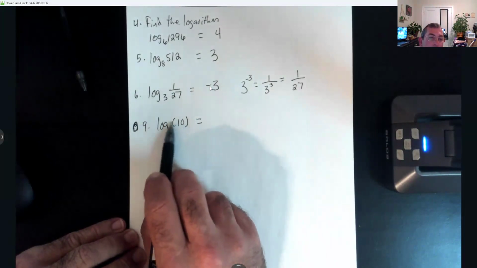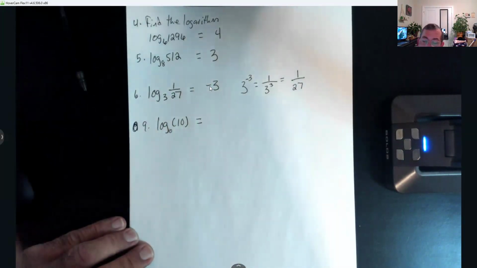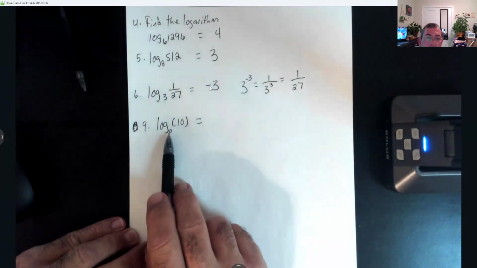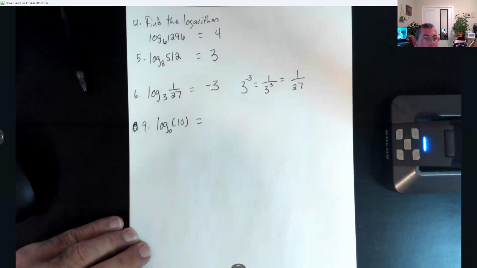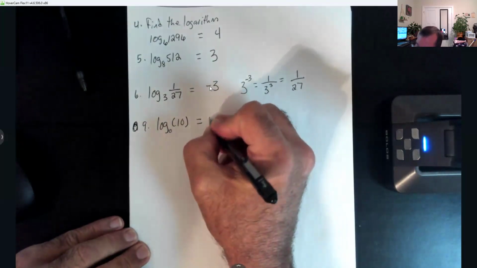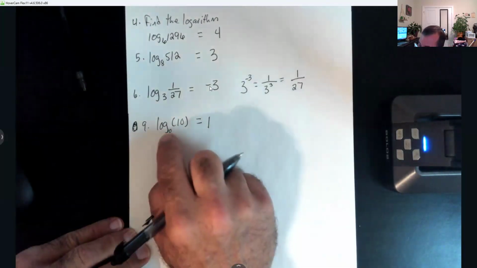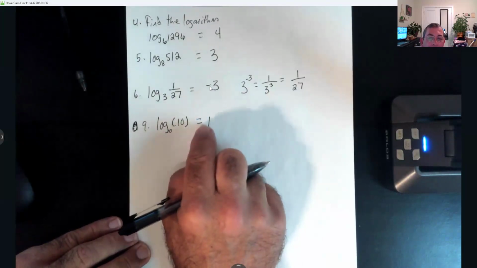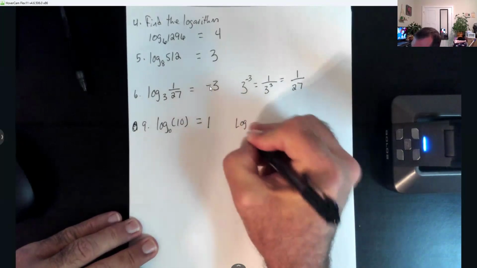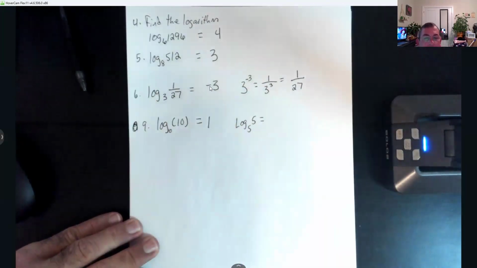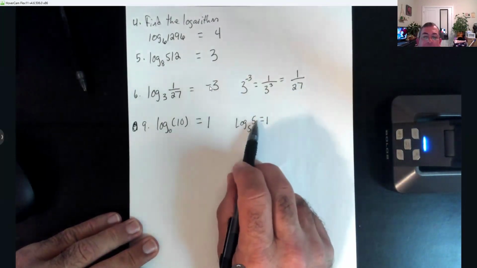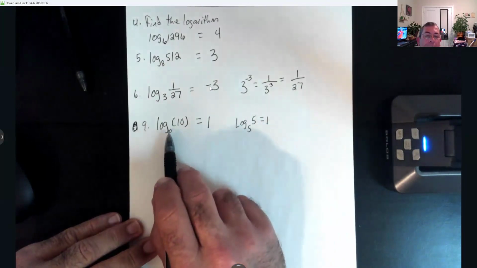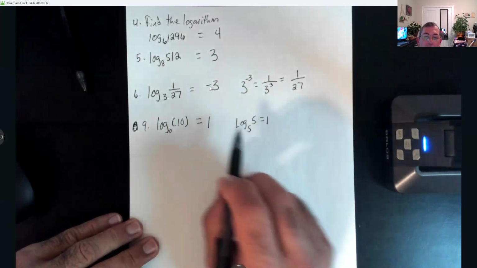This is one that you could do on the very front of your calculator if you wanted. But let's check this out. What exponent would I raise 10 to make it a 10? Basically, that's going to be 1 all day long. If this base matches that result, it'll equal 1. I could do log base 5 of 5, and log base 5 of 5 equals 1, because 5 to the first is 5. So if the base matches the result, it always equals 1.